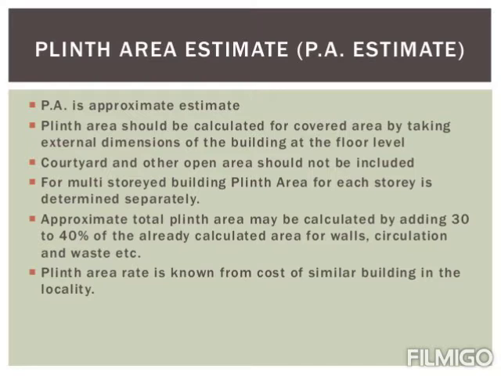For multi-storied building, plinth area for each story is determined separately. Approximate total plinth area may be calculated by adding 30 to 40% of the already calculated area for walls and circulation and waste and so on. Plinth area rate is known from cost of similar building in the locality.